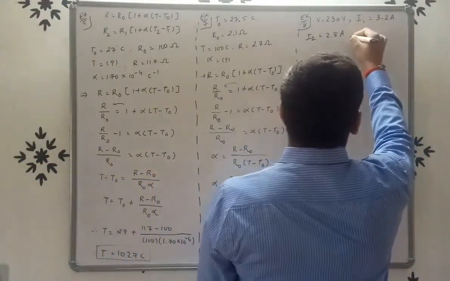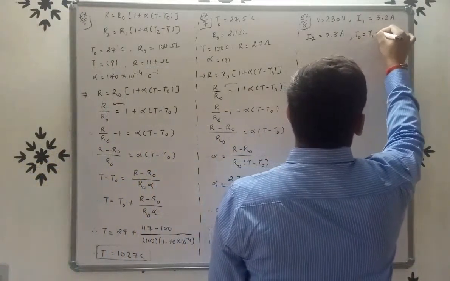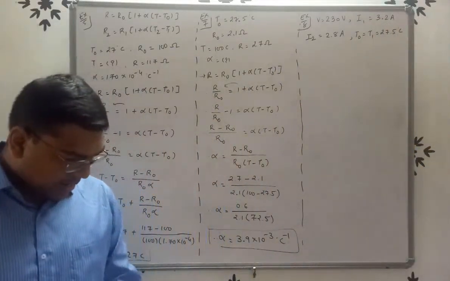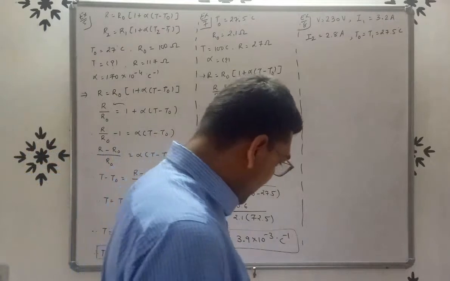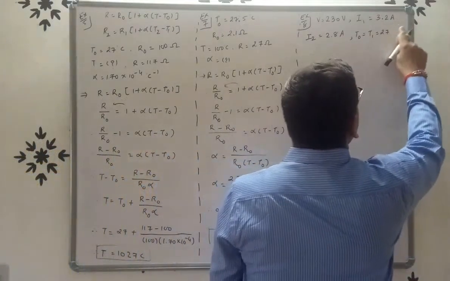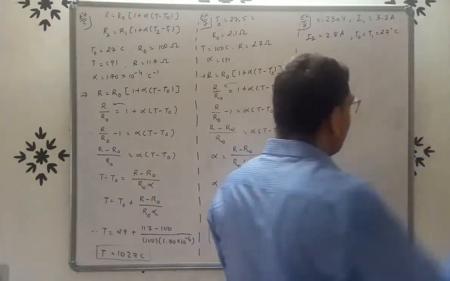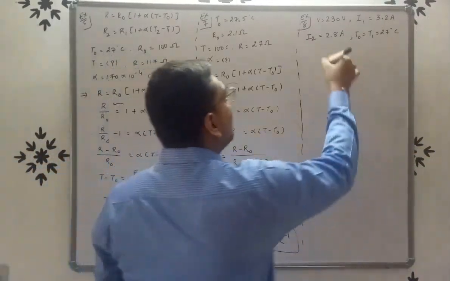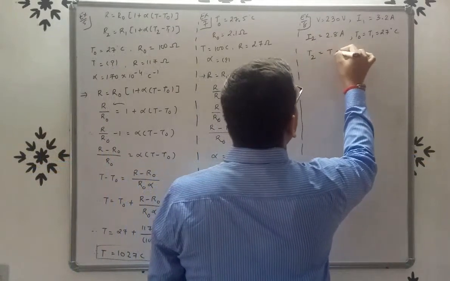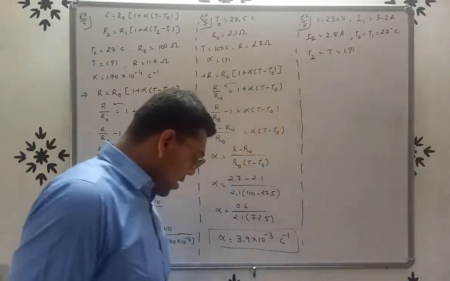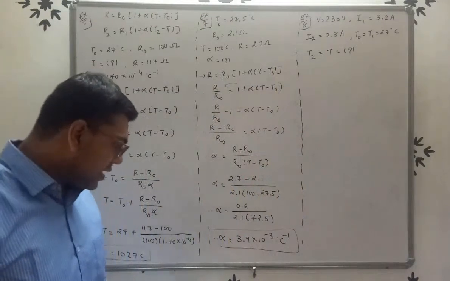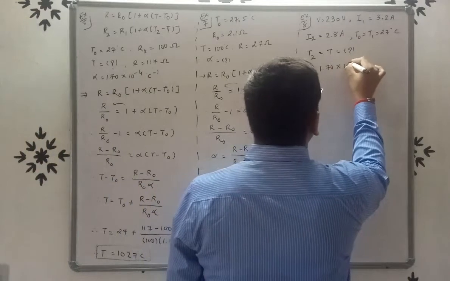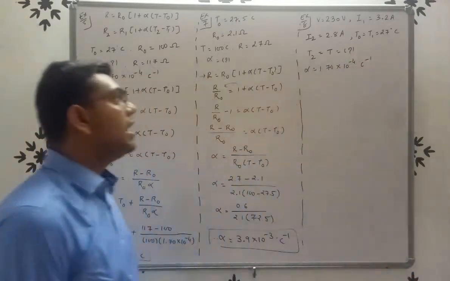So room temperature T0, or we can say T1, which is 27 degree Celsius. Sorry, here room temperature is 27 degrees Celsius. We have to find out the temperature of the heating element, which is T2, or we can say T. Here the temperature coefficient is given, alpha is 1.70 into 10 raised to minus 4 per degree Celsius.